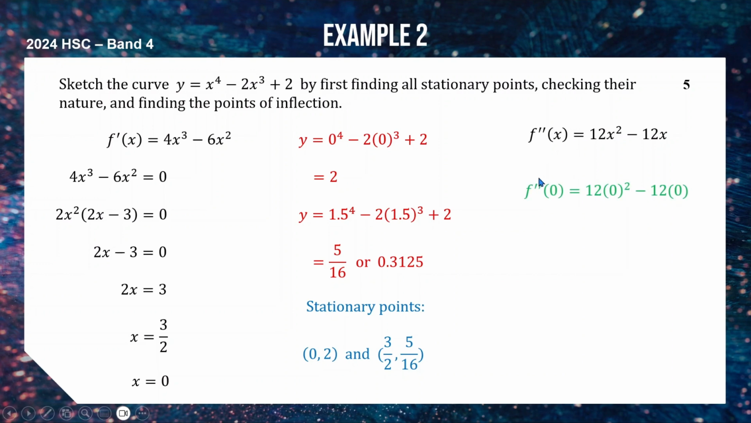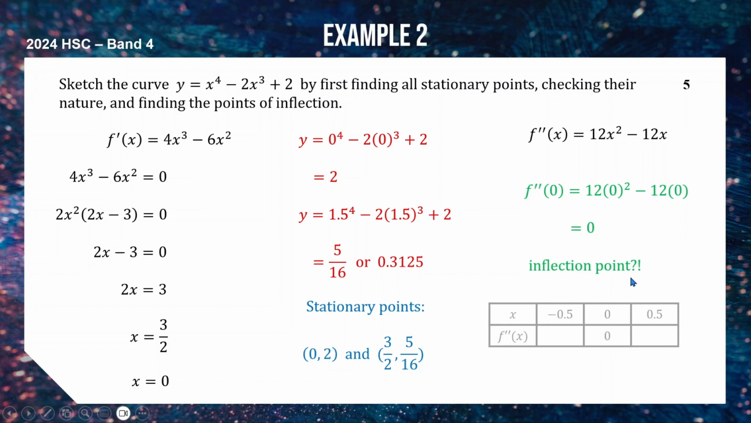Starting off with the 0. When you sub 0 into the second derivative, you get 12 times 0, take away 12 times 0, which is 0. That's interesting because normally when the second derivative is equal to 0, it usually implies an inflection point. But once again, the annoying part is we need to check it. So we're just going to dive into another quick little table, and analyze the concavity to the left and right of 0. So inflection point, perhaps. Let's find out.